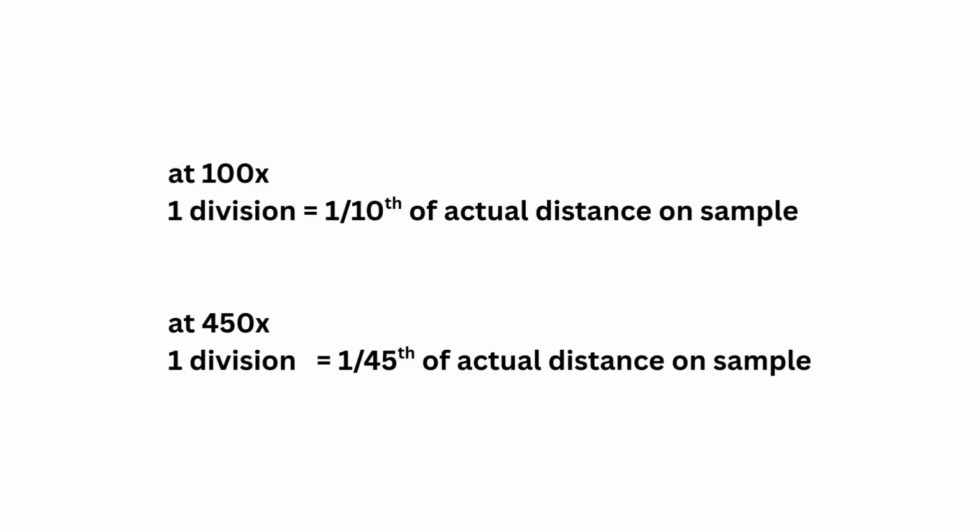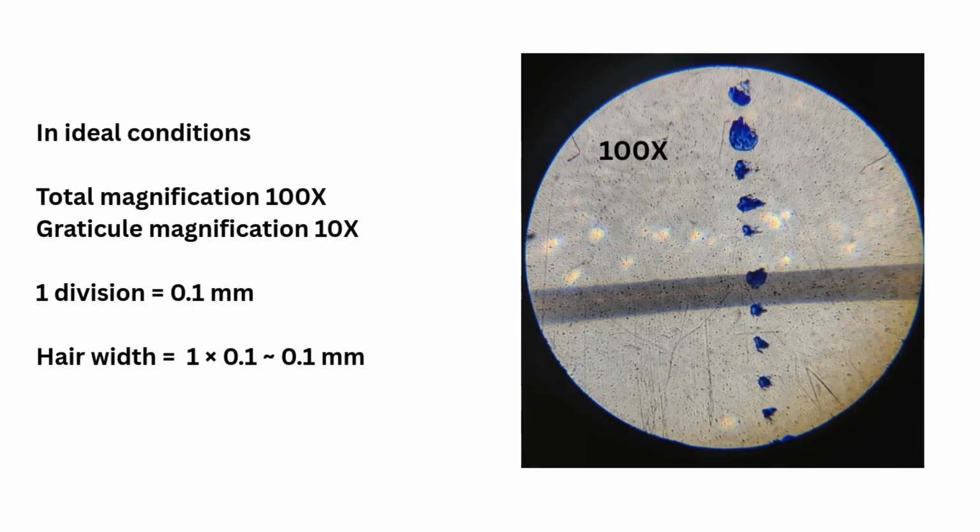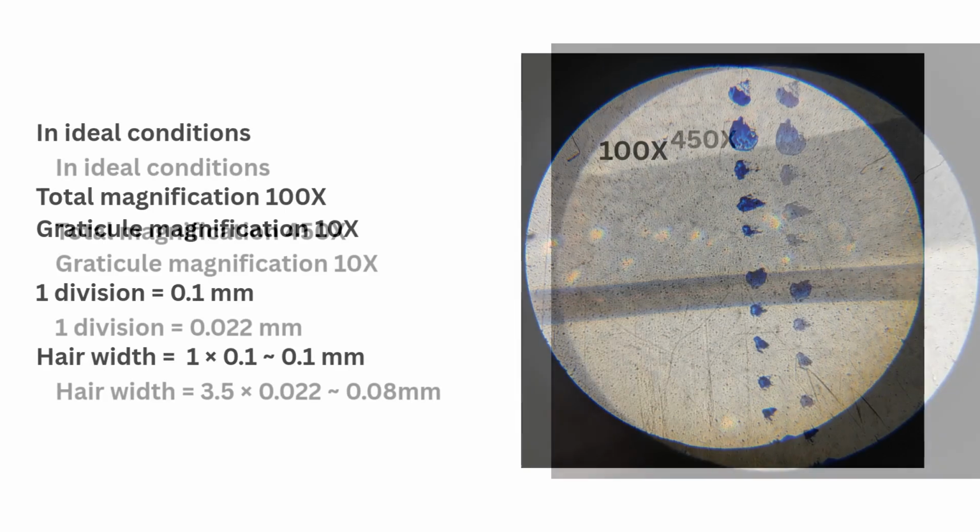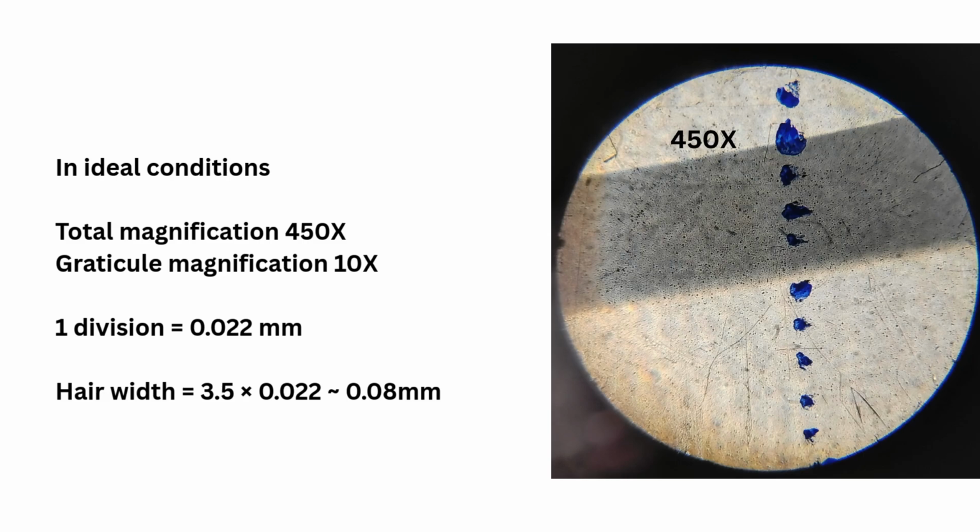If you switch to a 45x objective, the specimen is magnified even more, but the graticule stays the same. So now, one graticule division is equal to 0.022 millimeters. Let's quickly measure the thickness of hair with the graticule now. Under 100x, hair width would be 0.1 millimeter. Under 450x, hair width is calculated to be 0.08 millimeters.